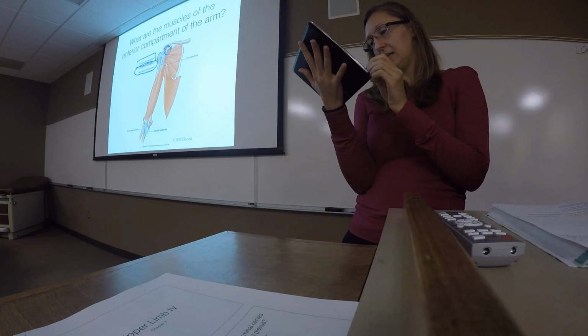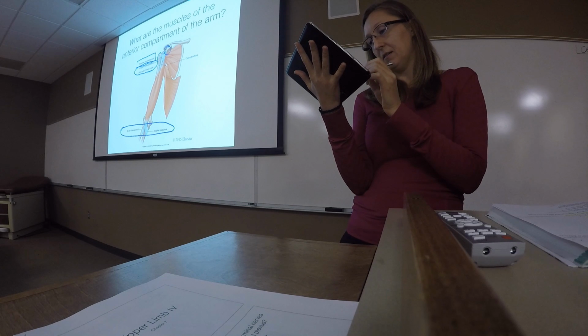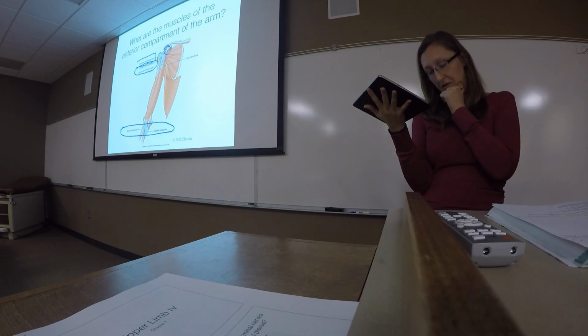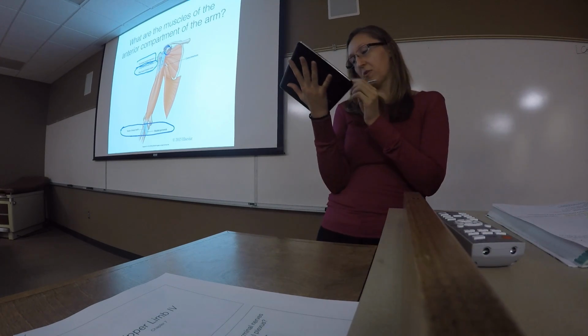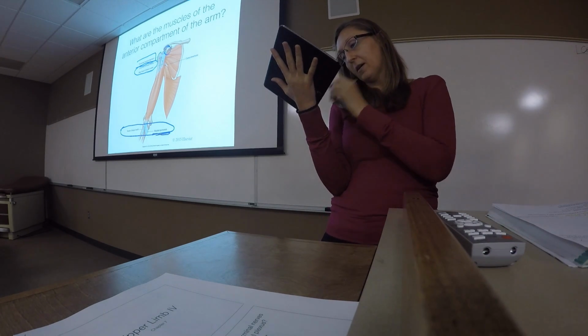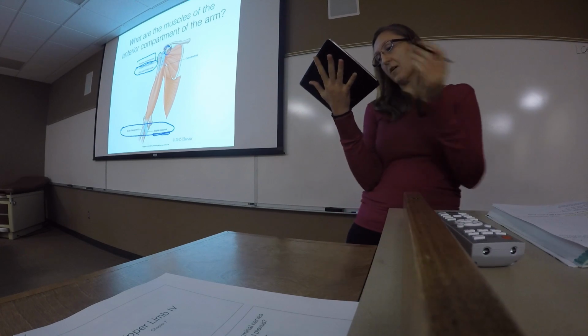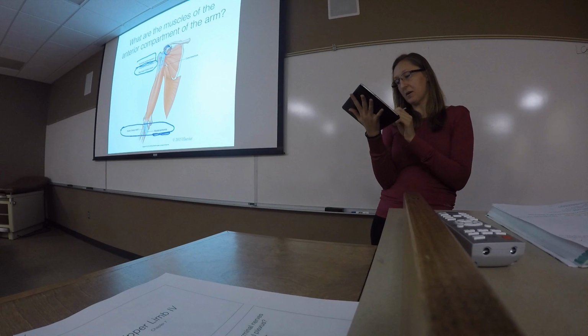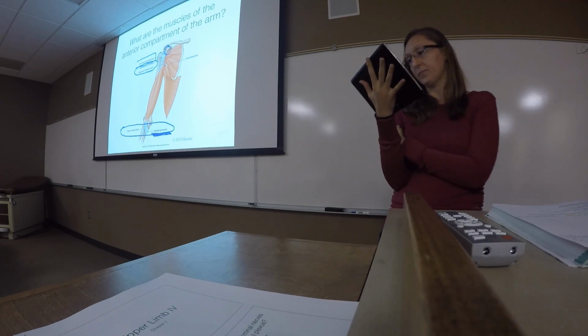And then the tendons, here we have the main tendon inserting on the radial tuberosity, and we also have the bicipital aponeurosis that wraps around the ulna. This will be important when we talk about the cubital fossa.